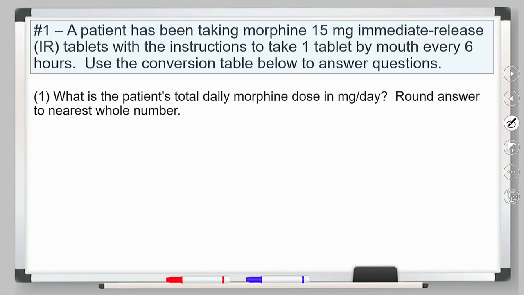Now, in this specific question, it doesn't have it, but for morphine now, tell me, given the instructions for the SIG, what is the total daily dose of morphine that this patient is taking? So I'll give you just a minute to kind of work on this one. We want milligrams per day. The instructions for the patient.